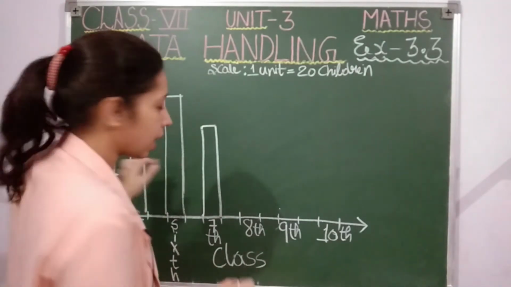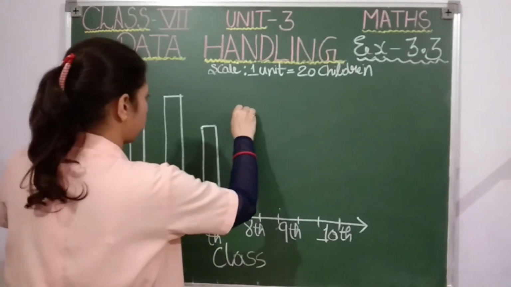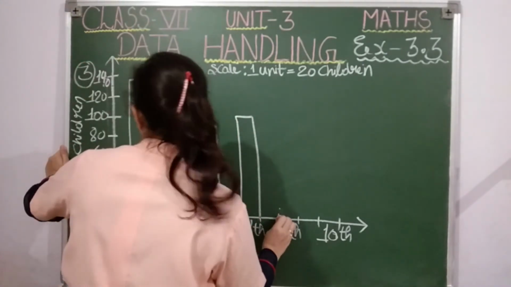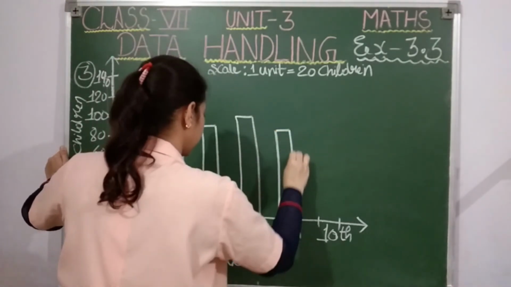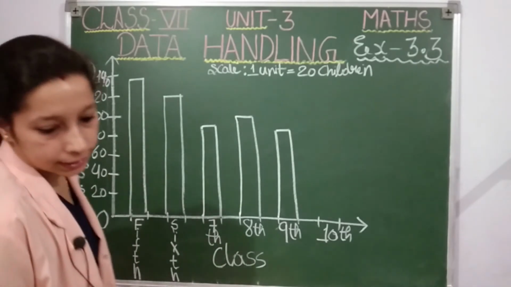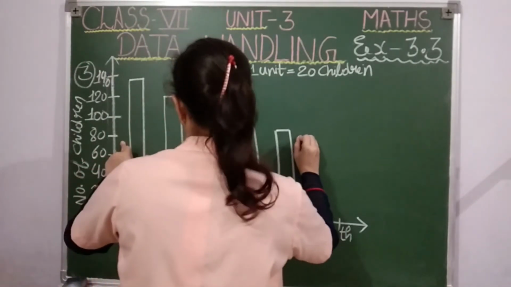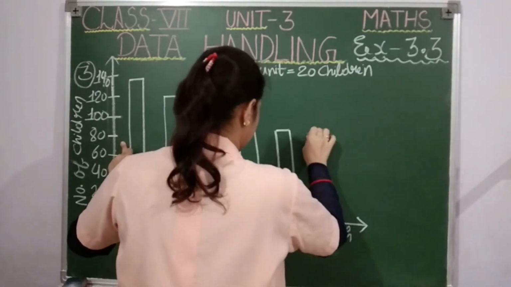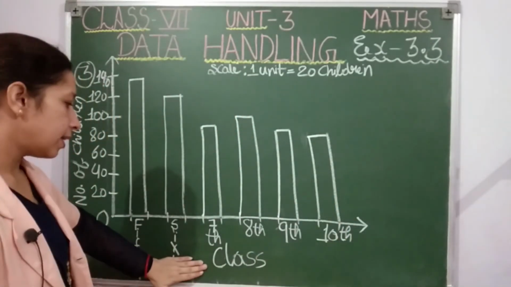Then for 8th it is 100, exactly 100. So go to 100 and draw the bar there. Okay, for 9th it is 90. So exactly between 80 and 100 we are going to take 90. Okay students. Then for 10th it is 80. So here somewhere I'll mark 80. Okay. So the graph is ready.